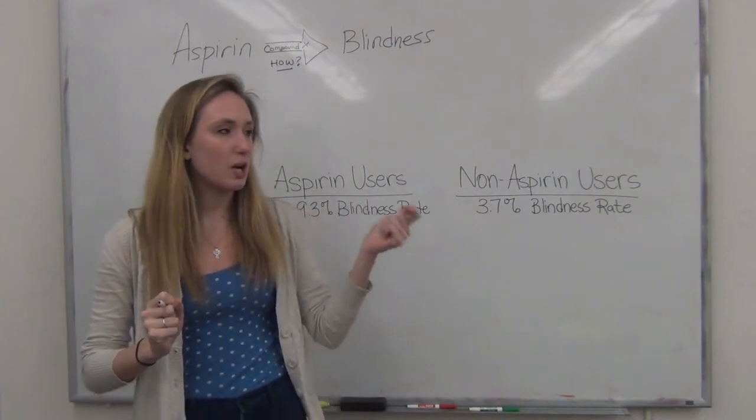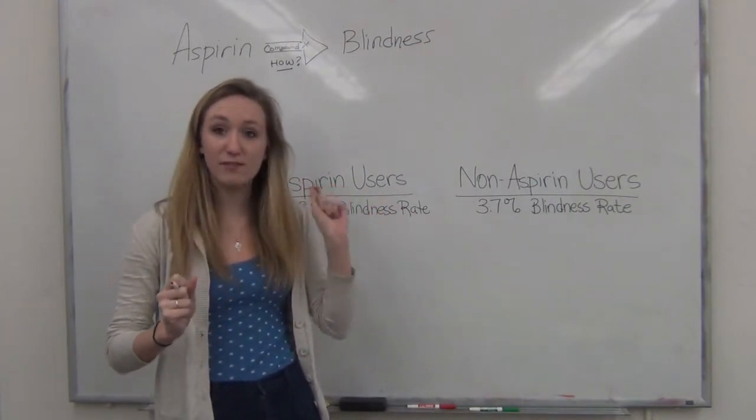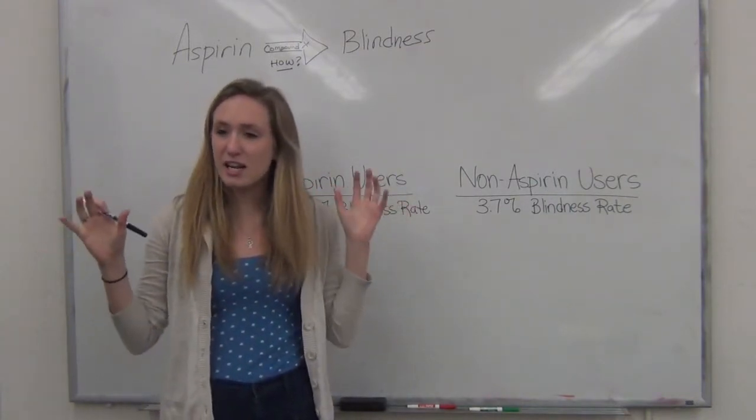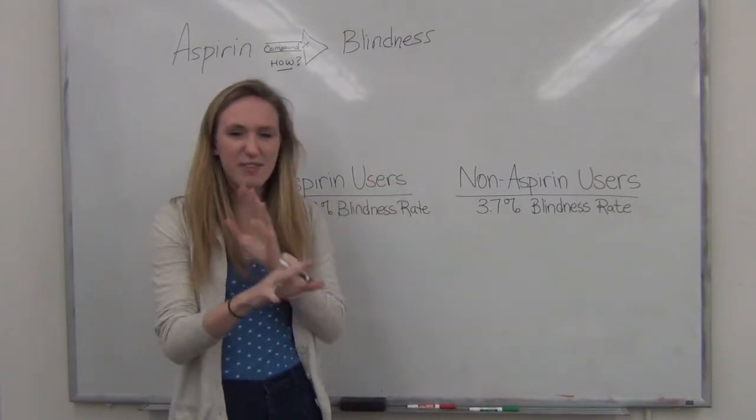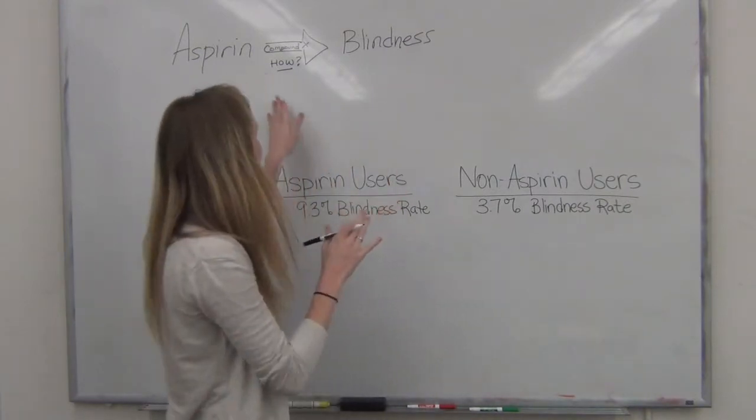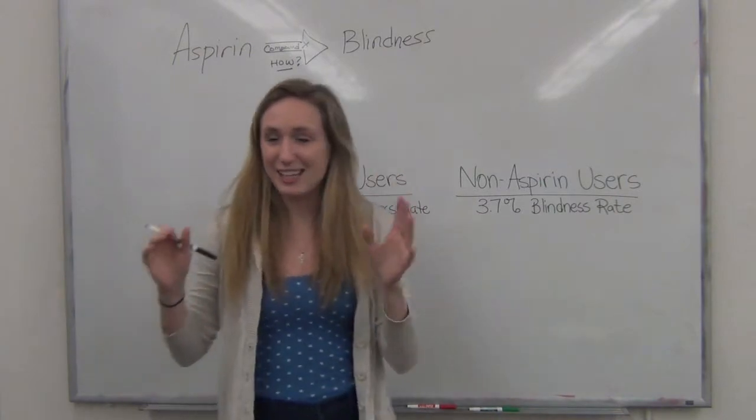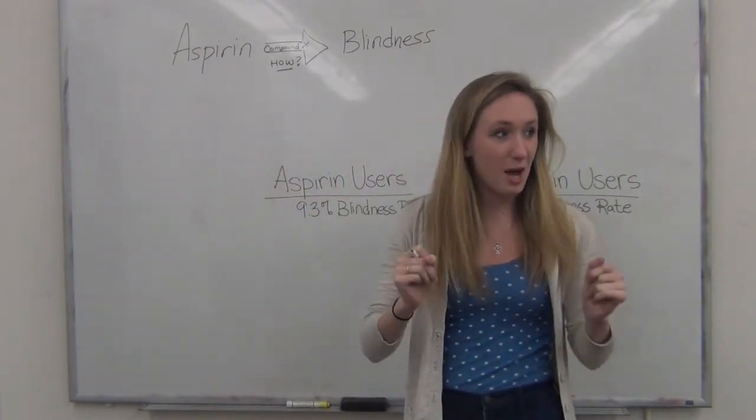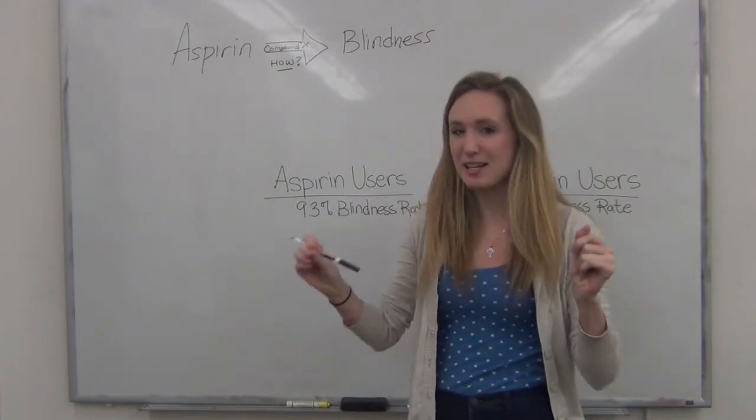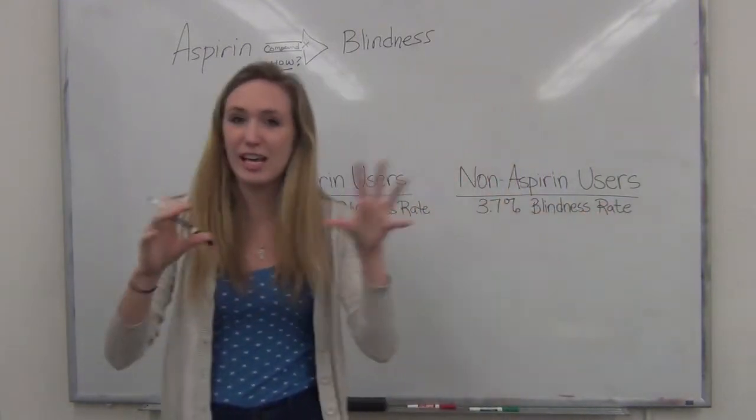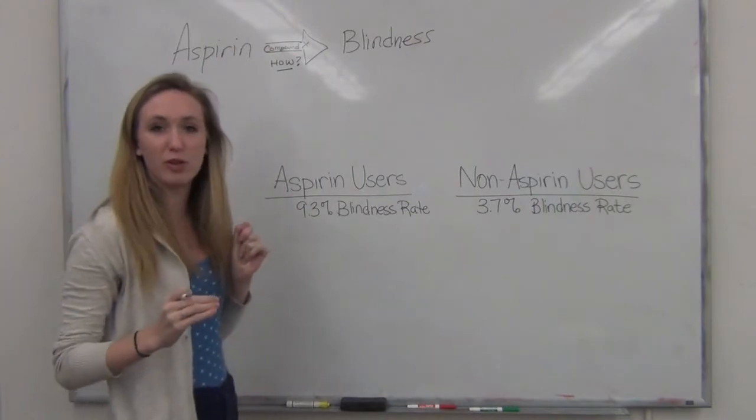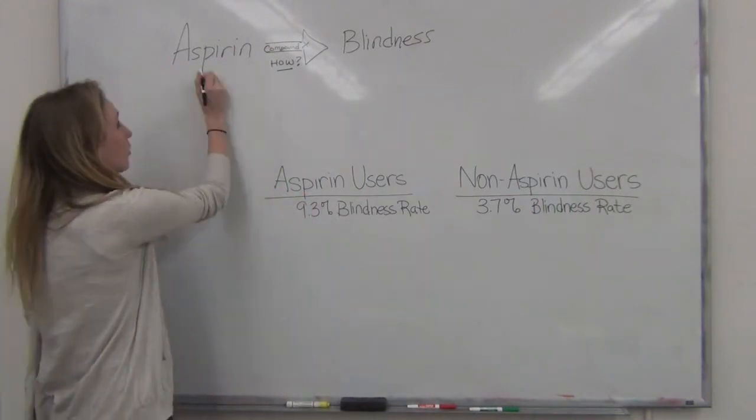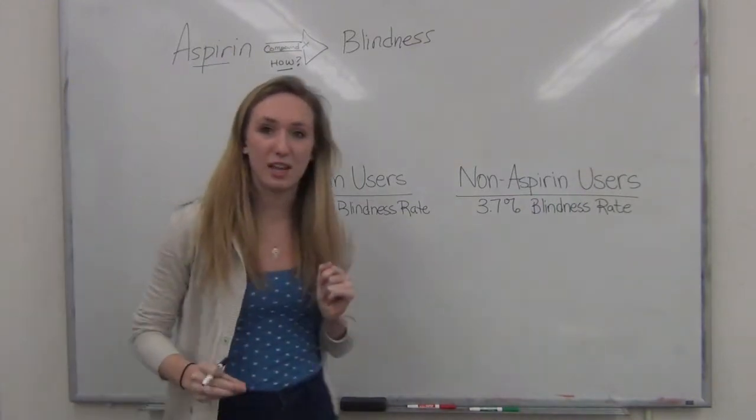Now, let's talk about confounders. A confounder is this lurking variable, this hidden variable that is hiding behind the aspirin, pinning the guilt on aspirin, making it look like aspirin is causing the blindness. But actually, aspirin isn't the culprit. This other hidden variable is responsible for the blindness, and aspirin is only associated with this other variable.